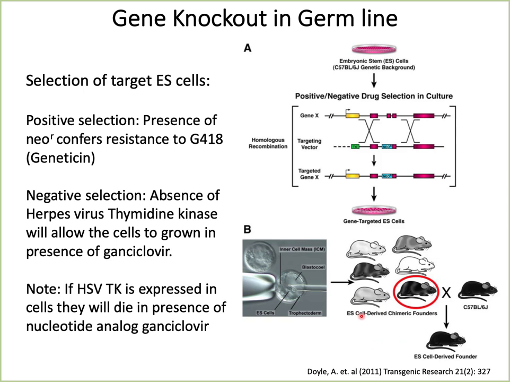And you can see the ES cell-derived chimeric founders, you can have all of these from the generations. Now, suppose you take this black mouse right here and do a cross with this C57BL/6J, which is the black background. If you do this cross, you should get an ES cell-derived founder within the cross. So this is how you can make a transgenic with the specific gene knockout.